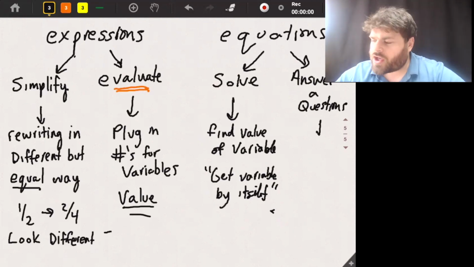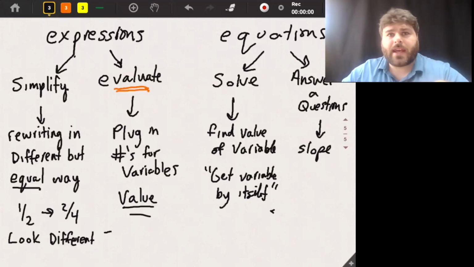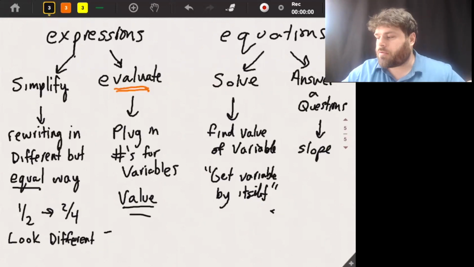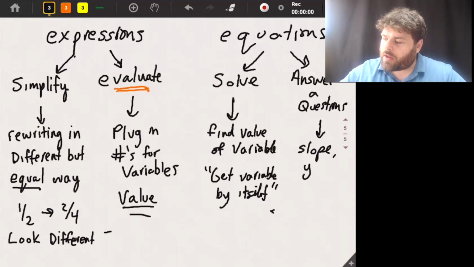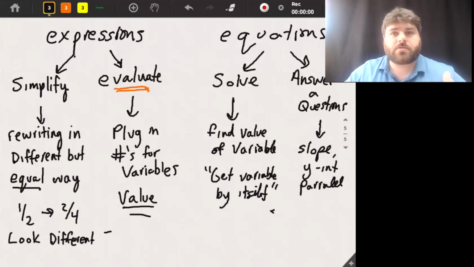All right, answering a question might say something like, what is the slope of this line? So you're given an equation in the form of a line, and you have to manipulate it and then answer a question. Say, if it says y is equal to 3x plus 2, then you're going to say, okay, the slope of this line is 3. All right, other things you might be doing are like y-intercepts, or answering questions like, is it parallel to this line, or is it perpendicular to this line? You're going to be answering a question. You're not actually solving anything. So those are the two things you're going to do with equations: solving or answering questions.